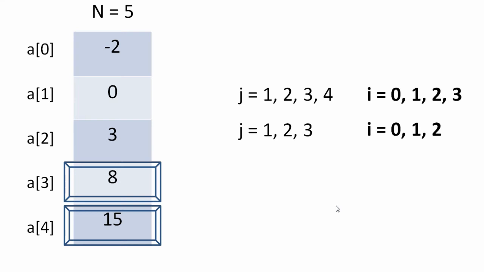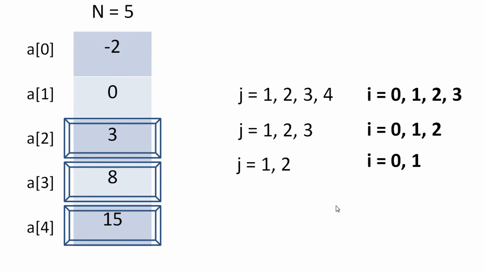Now the third iteration starts. Select a of 0 and compare it with a of 1. -2 is not greater than 0, so leave it as it is. Now select a of 1 and compare it with a of 2. 0 is not greater than 3 again, so leave that as it is. Now the a of 2 index is sorted.